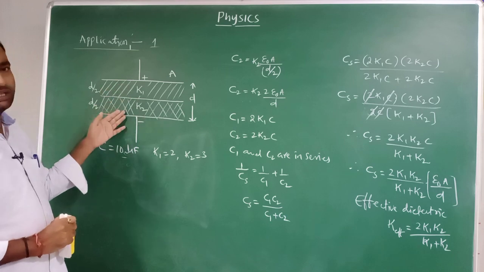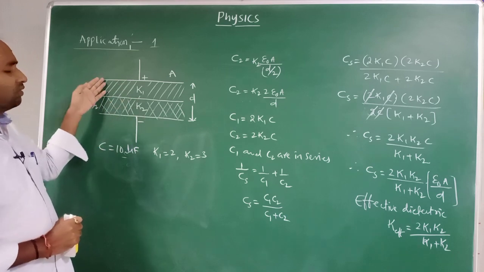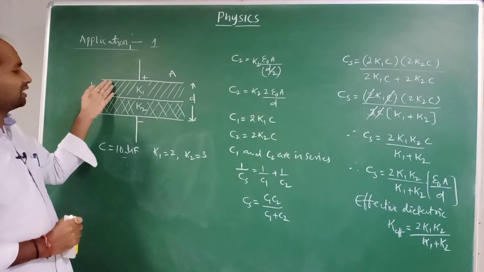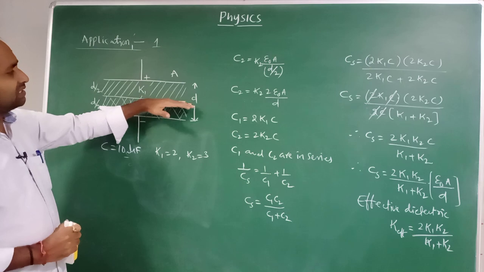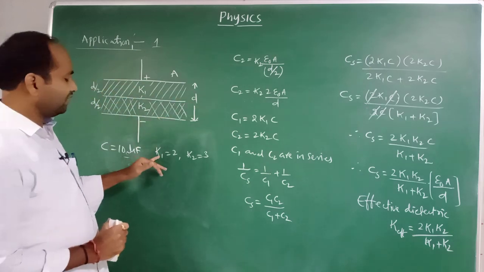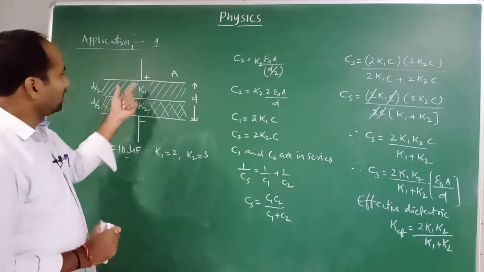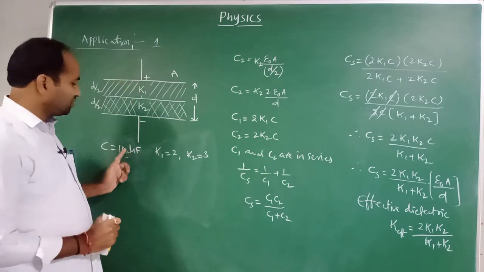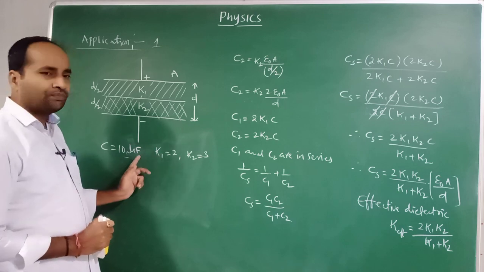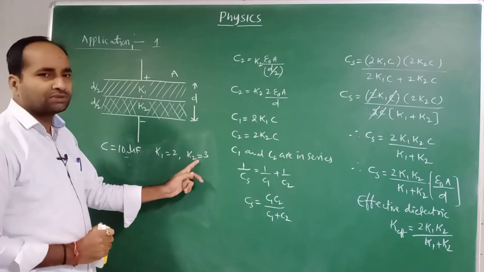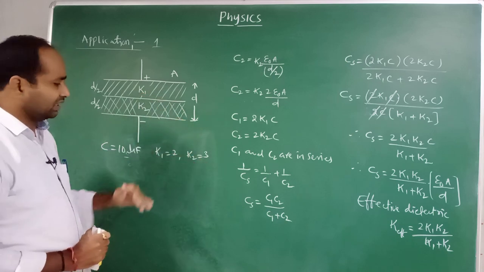such that the thickness of each dielectric slab is D by 2, the distance is half of that value. K1 is 2 here, K2 is equal to 3. A parallel plate capacitor of capacitance 10 microfarad, with air as the medium, is filled with two dielectric slabs such that the space between the plates is filled with two dielectrics.